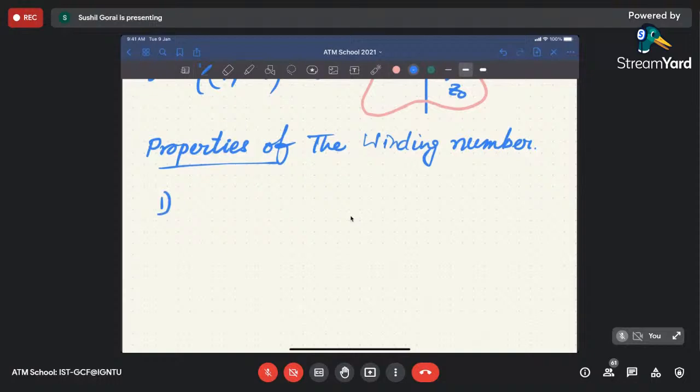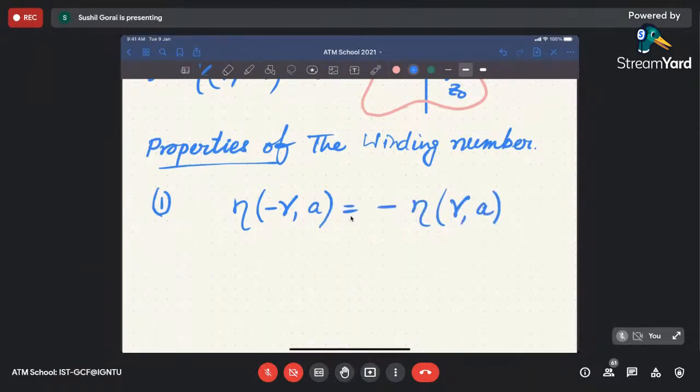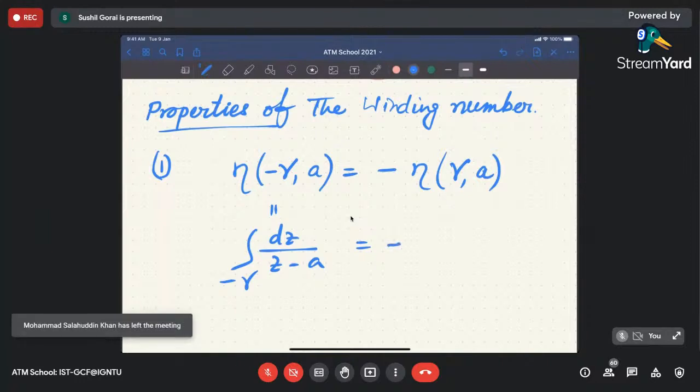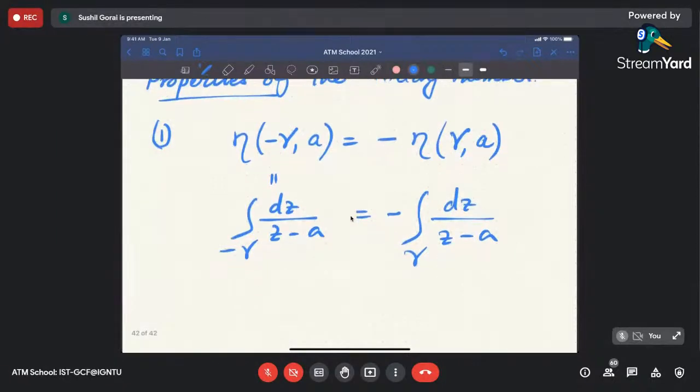So first one is the winding number of minus gamma at A is nothing but minus the winding number of gamma with respect to A. The proof is very clear. We have done the integral. So this is nothing but integration over minus gamma dz by z minus A, which we already know is minus the integral over gamma dz by z minus A, right? For every function we know. Hence the proof.